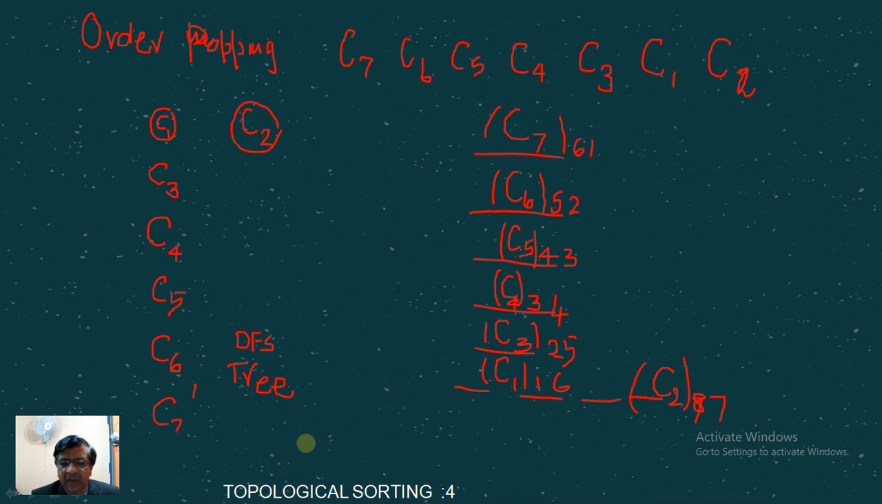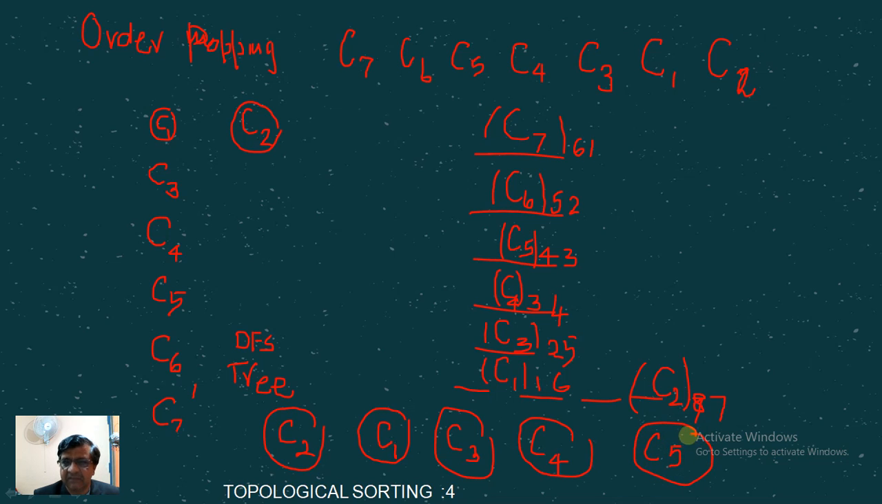Now the reverse order of popping will be C2, then comes C1, then C3, C4, C5, C6 and C7.